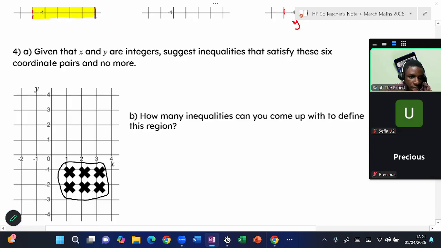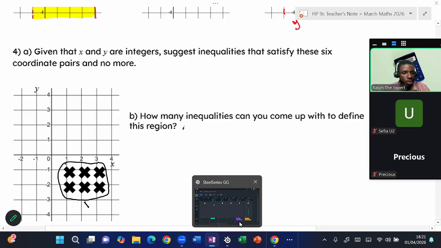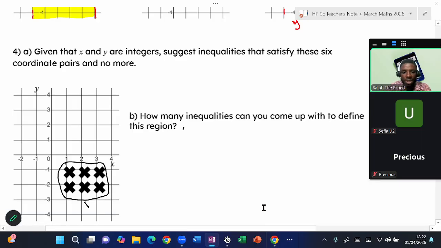Moreover, this is a region. It could also include this part, or you could make it include this down part instead. They just want it to be creative. So if you suggest inequalities that satisfy these 6 coordinate pairs and no more, just that coordinate pair.